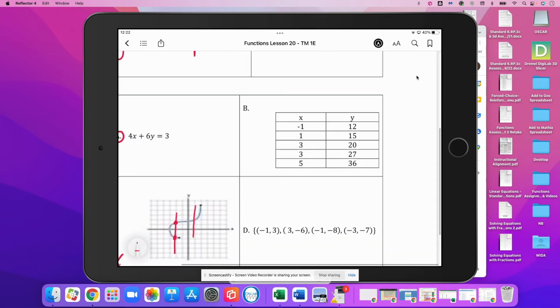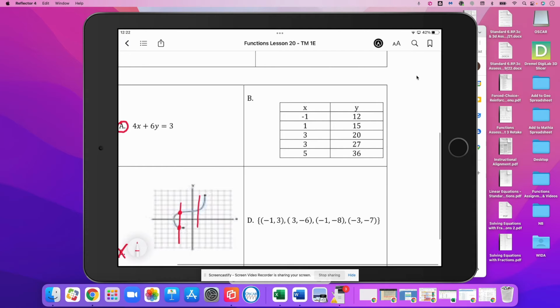Moving on to the next one. I've got negative 1, 1, 3, and 3. So I've got a repeat again. I would have a vertical line that would hit both 20 and 27. So this is not a function.